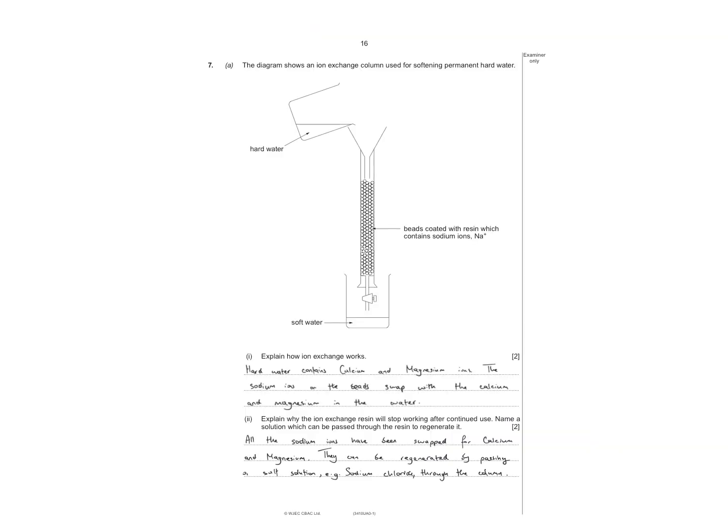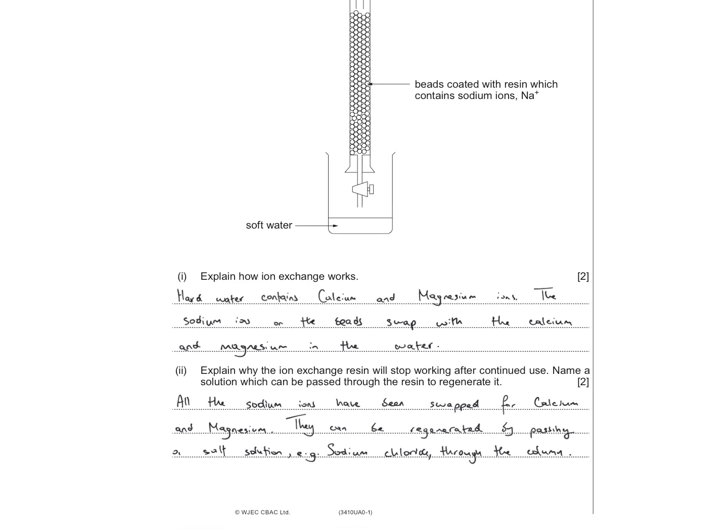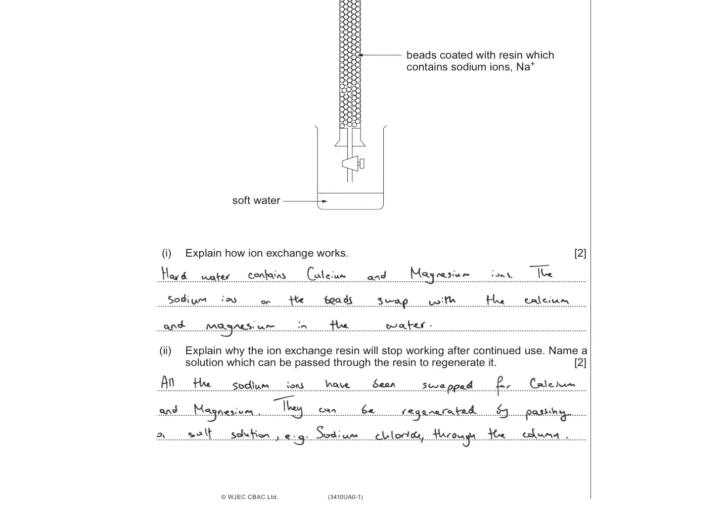The diagram shows an ion exchange column used for softening permanent hard water. They've given us some information here. They've told us that it contains sodium. Nice clue for later. Explain how the ion exchange column works. Hard water contains calcium and magnesium ions. The sodium ions on the bead swap with calcium and magnesium in the water.